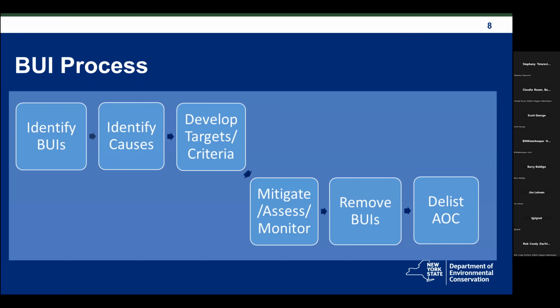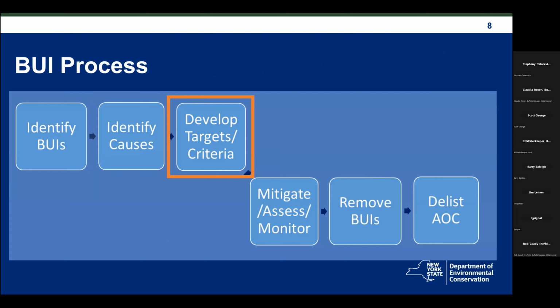Here's the step-by-step process from identification to removal of BUIs. BUIs for the Buffalo River were originally identified in the 1989 Remedial Action Plan, which I'll get into on the next slide. If the causes were identified, they were listed in the RAP. For BUIs where causes were unknown, additional assessments were recommended to determine causes.